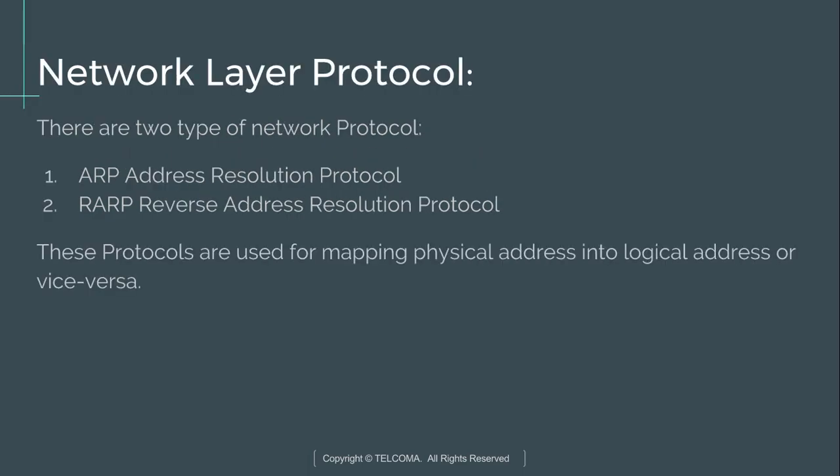In the network layer, there are two types of network protocol: ARP, Address Resolution Protocol, and RARP, Reverse Address Resolution Protocol. These protocols are used for mapping physical addresses into logical addresses, meaning MAC address into IP address or IP address into MAC address.